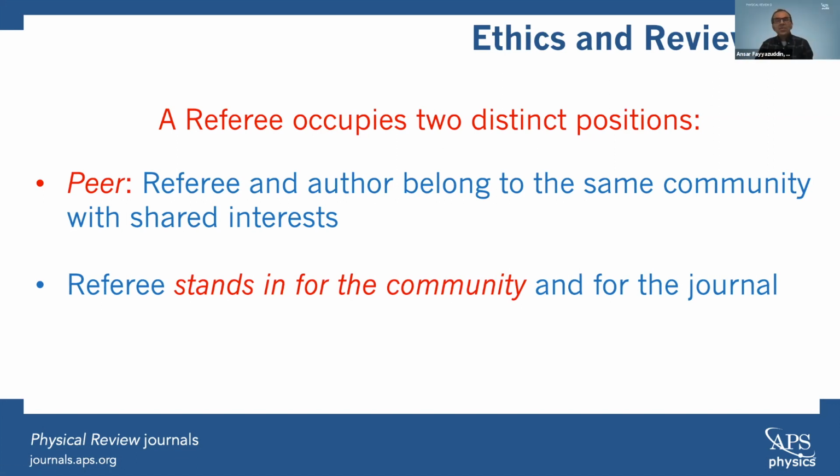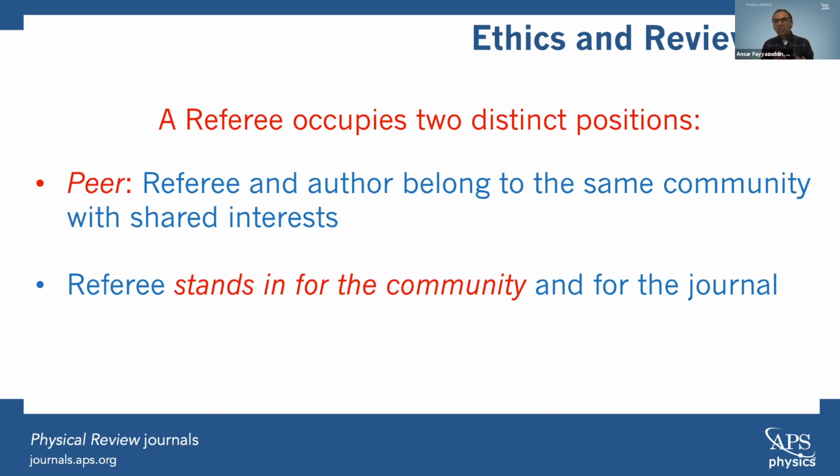Thanks, Donovan. So I'm going to speak about ethics and reviewing. I like to think of scientific review as a scholarly exchange, and an exchange really can only occur between equals, and that's implicit in the terminology of peer review. Secondly, there's another distinct role that the referee plays: the referee stands in for the community of researchers that the referee belongs to in a particular field of research, but also for the journal itself, which is trying to maintain some set of standards. So those are two distinct roles that the referee assumes.